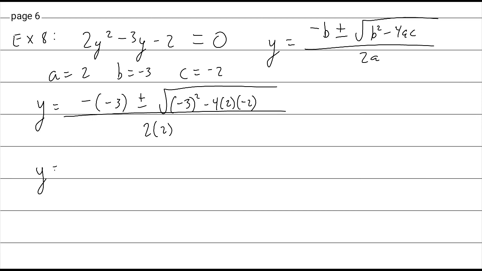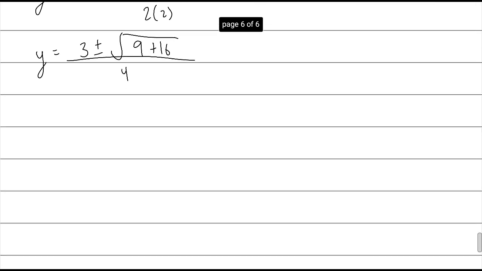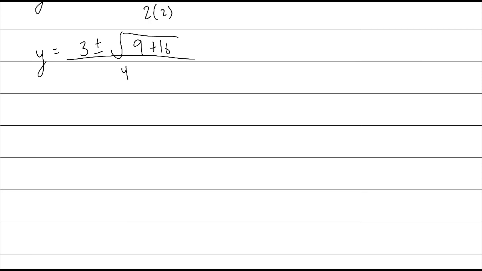Simplify this one piece at a time. Minus a negative becomes positive, so it's positive 3 plus or minus. Negative 3 squared is 9. 4 times 2 is 8, or negative 8, right? Negative 4 times 2 is negative 8. Negative 8 times negative 2 is a positive 16. 2 times 2 is 4. 9 plus 16 is 25. Oh, wait, we know the square root of 25. It's 5.